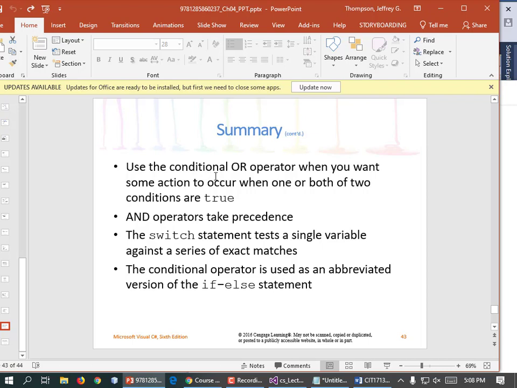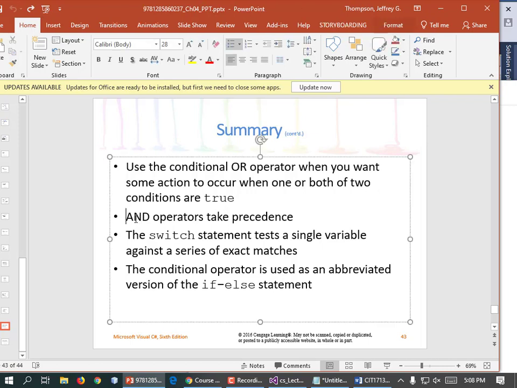And then use the conditional or operator when you want some action to occur when one or the other or both of two conditions are true. And takes precedence over or, not takes precedence over them all. The switch statement tests a single variable against a series of exact matches. And the conditional operator is used as an abbreviated if-else.